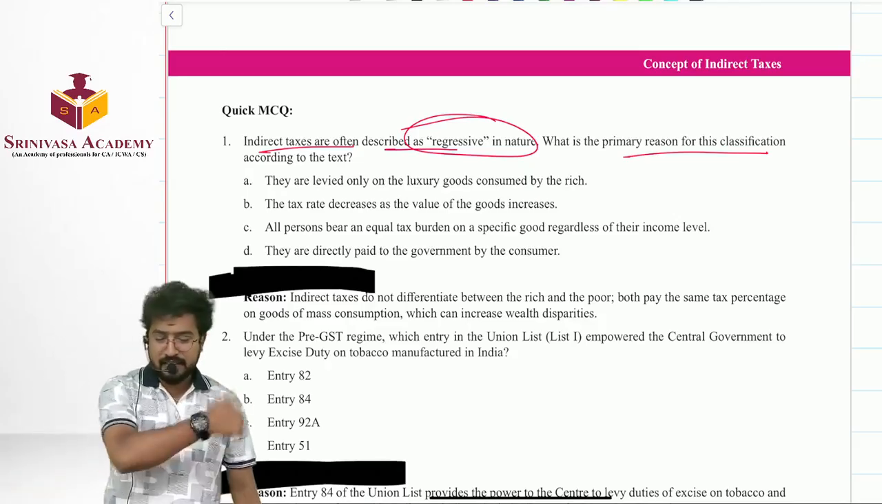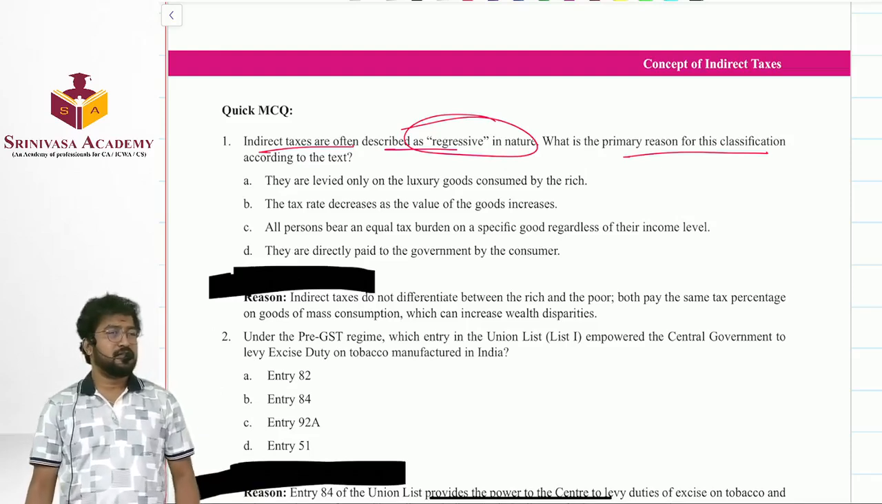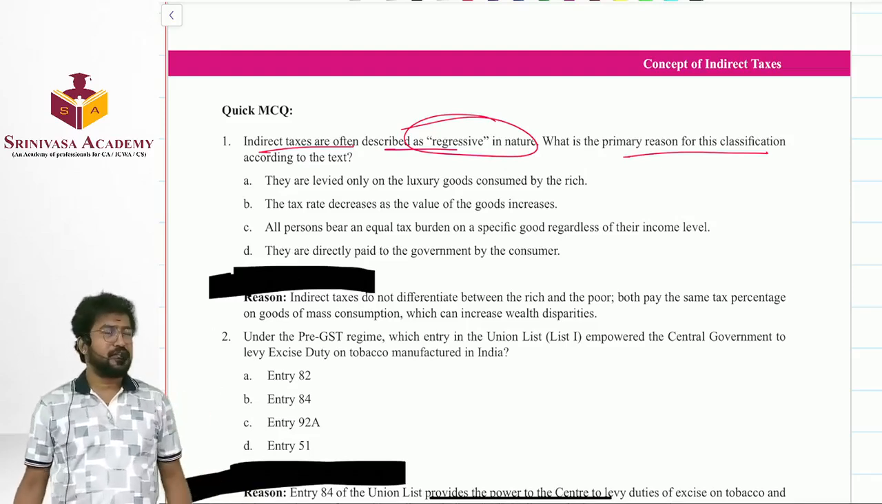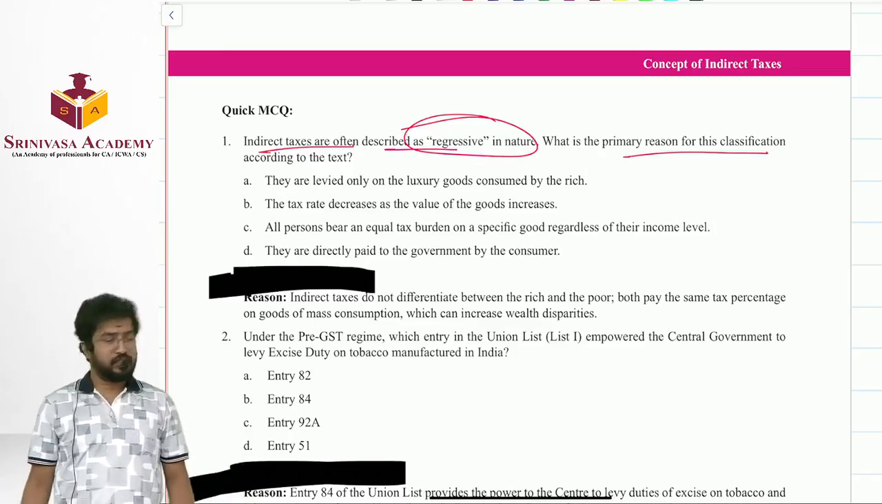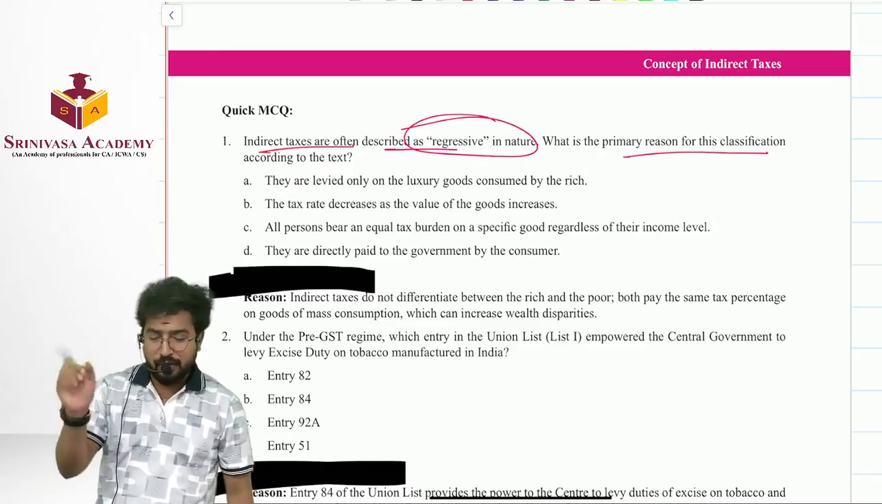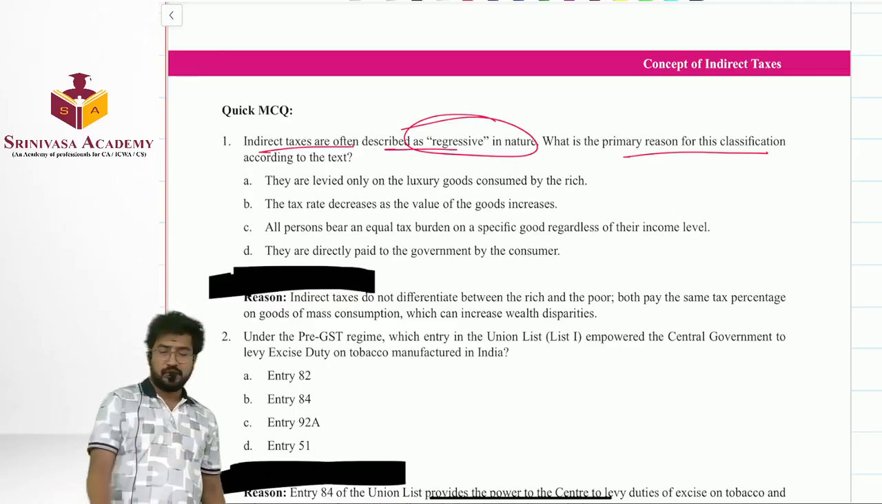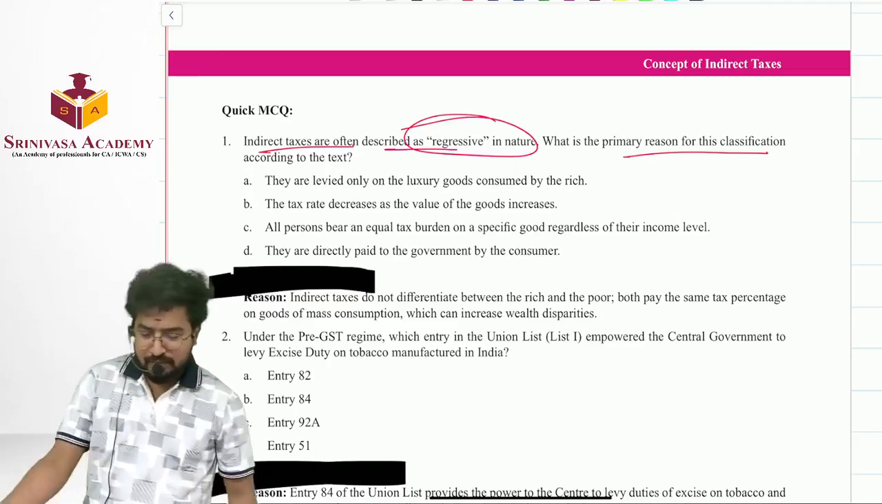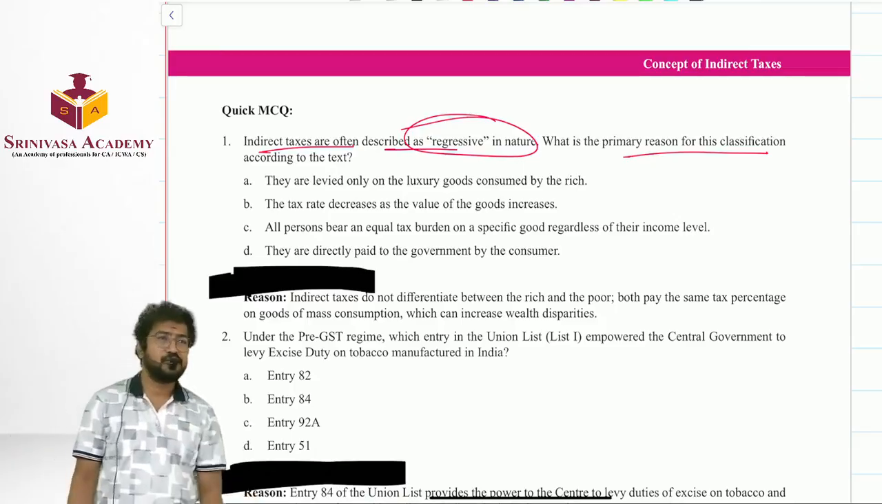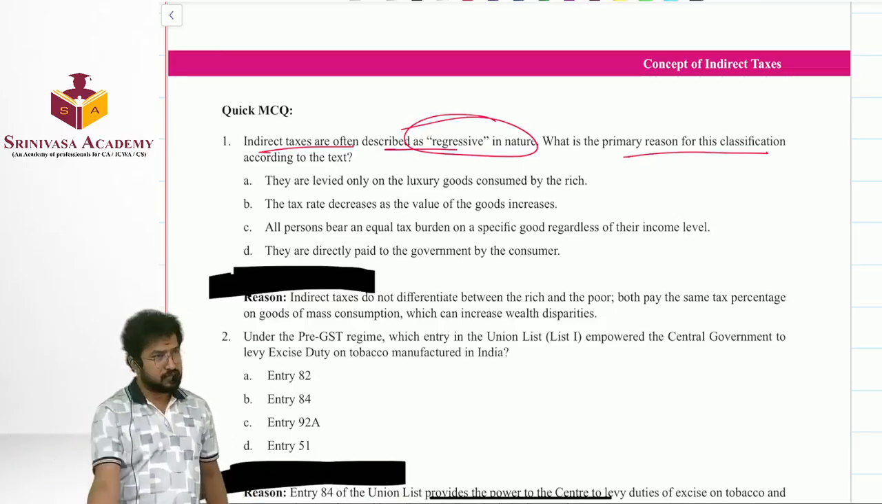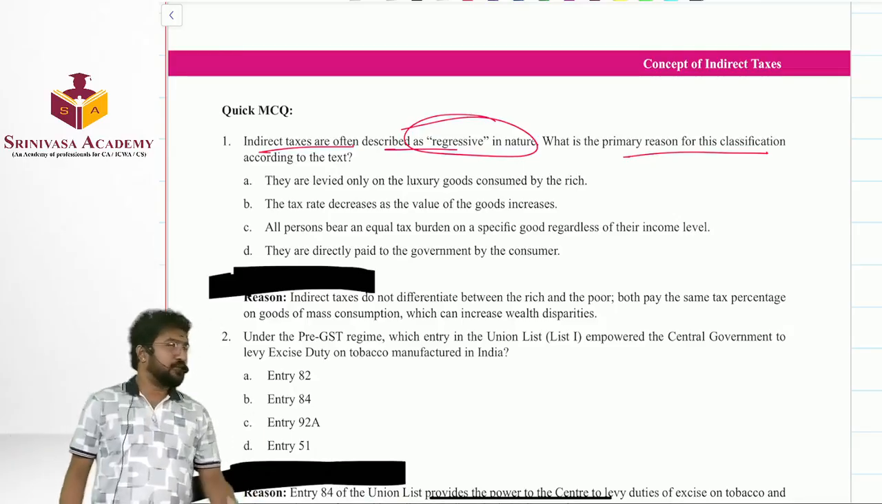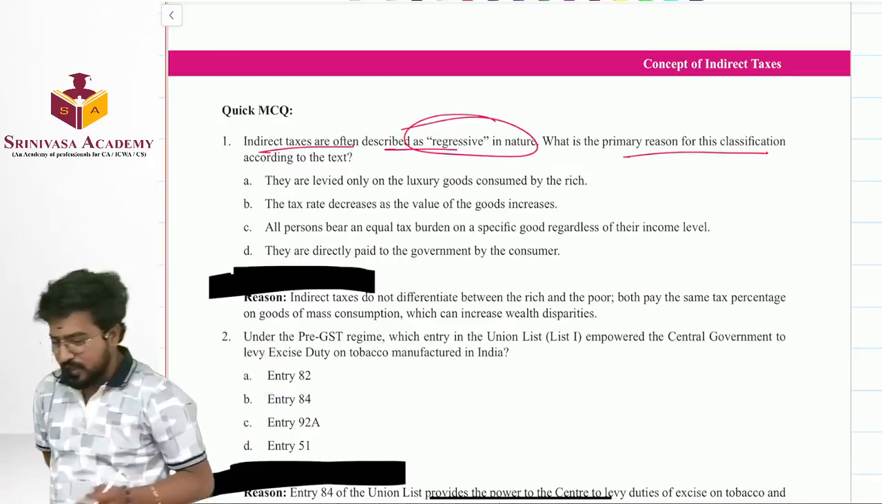Tax rate decreases as the value of goods increases. It is fixed already; that is not the correct answer. Indirect tax is levied only on luxury goods. No. Next, all persons bear an equal tax. I told you, a slumdog also pays the same tax, a millionaire also, Mukesh Ambani also, a beggar also. That is why we call it regressive in nature.